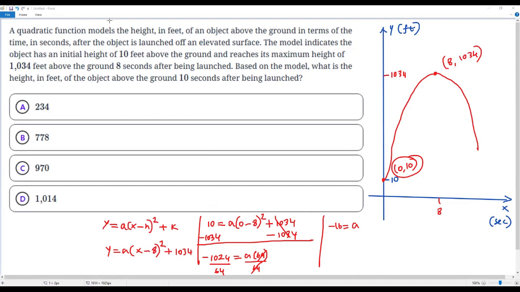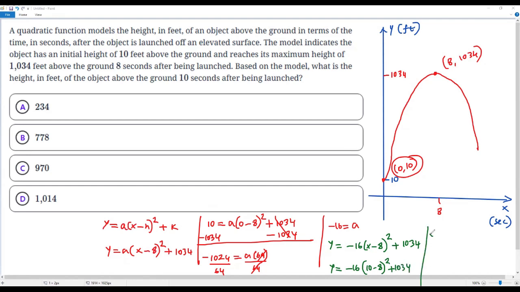Now we can plug the value of a into this quadratic function. Then we have y equals negative 16 times (x minus 8) the whole squared plus 1034. Our aim is to find the height of the object 10 seconds after being launched. That is, we have to find the value of y, the height of the object, when the time is 10 seconds. That is, the value of x is 10. So let's plug in 10 for x over here. Then we get y equals negative 16 times (10 minus 8) the whole squared plus 1034.